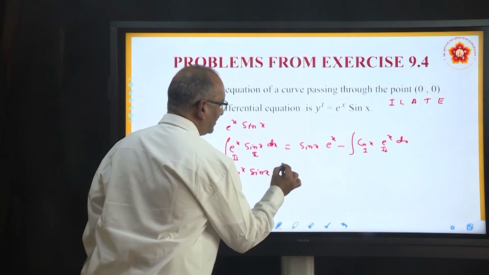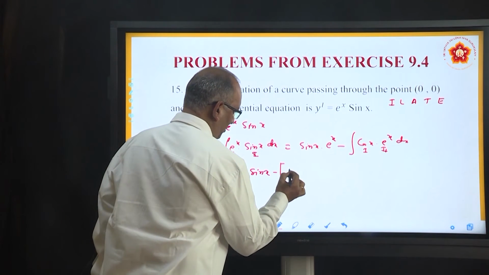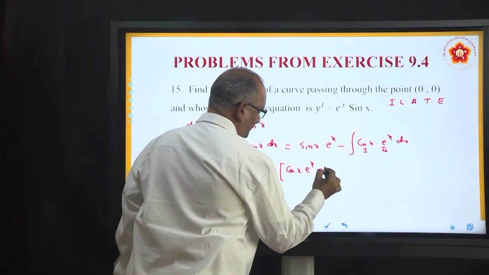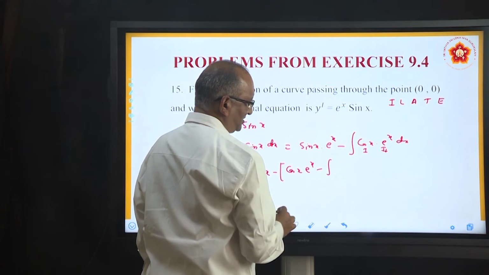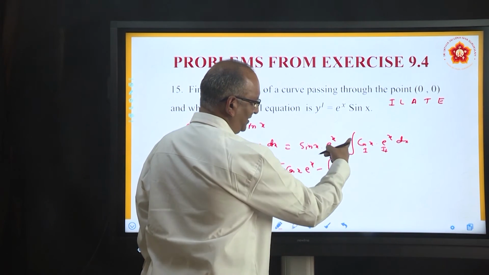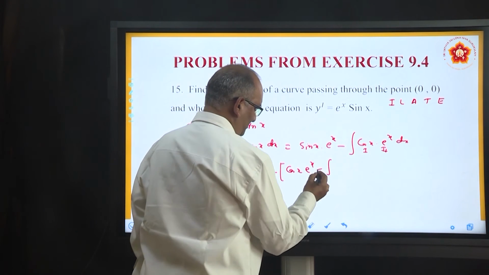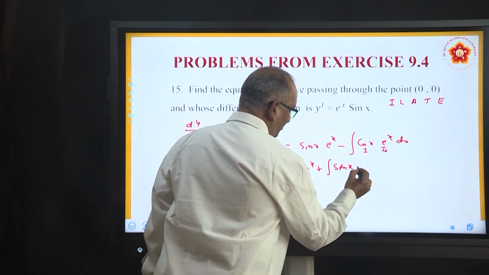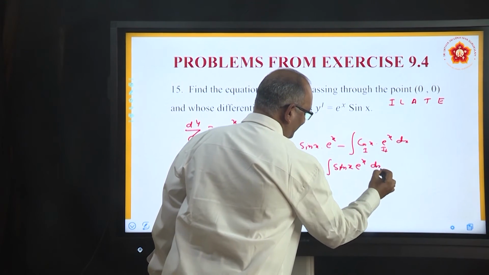Minus in brackets first function cos x, integral of second minus integral of d dx of first. d dx of first is d dx of cos x which is sin x. So, it will become sin x e to the power x dx.